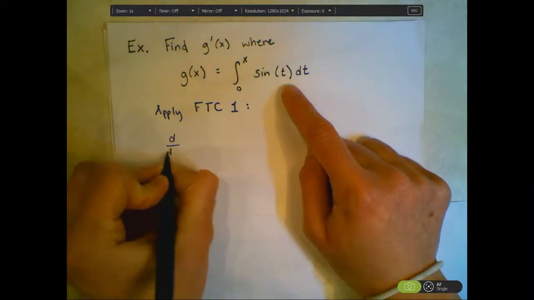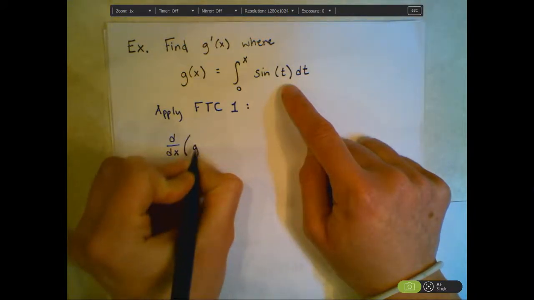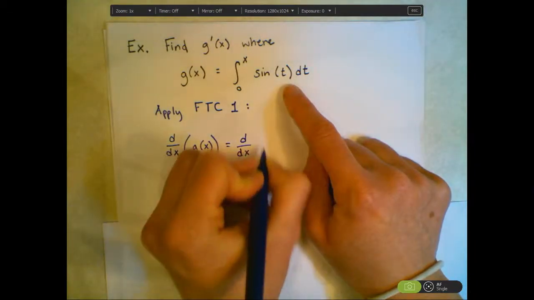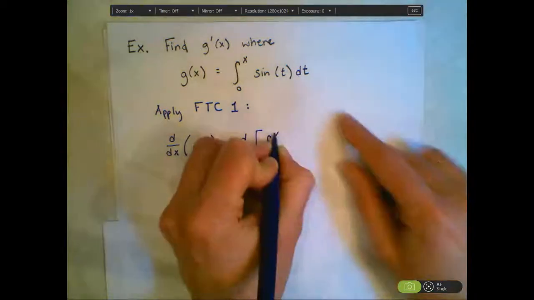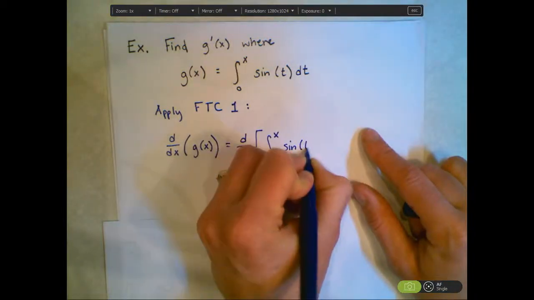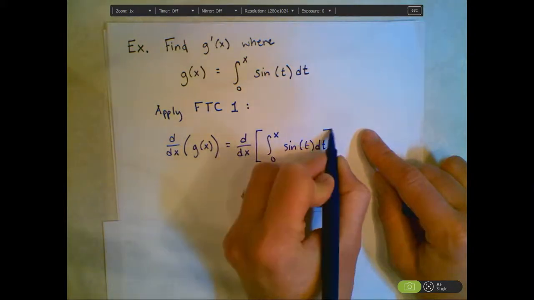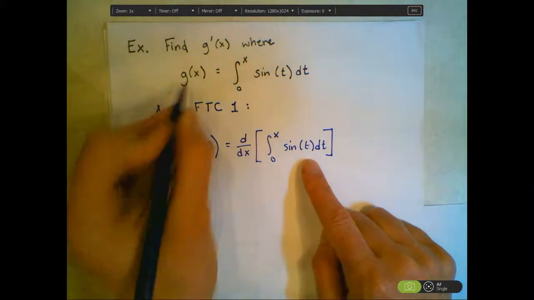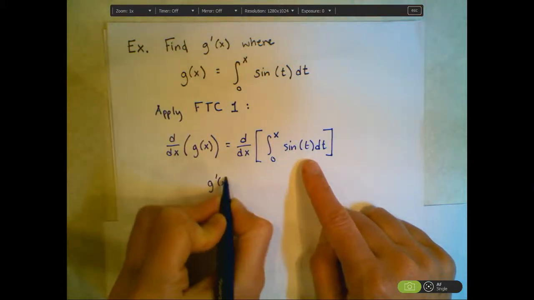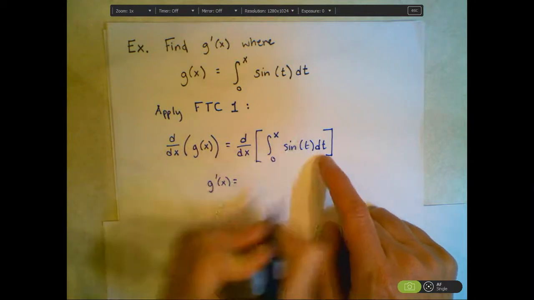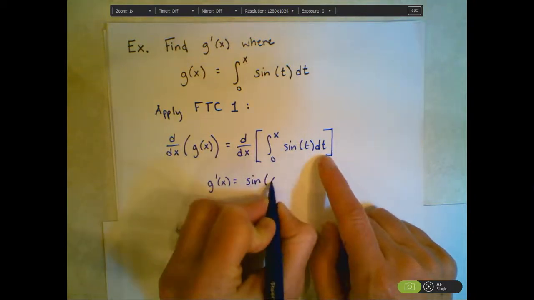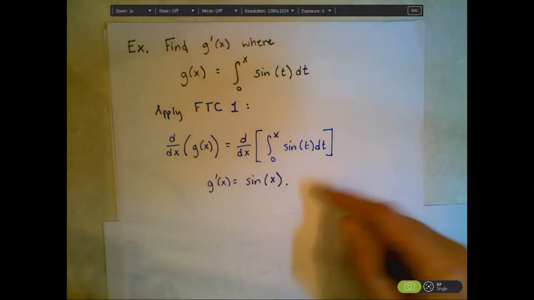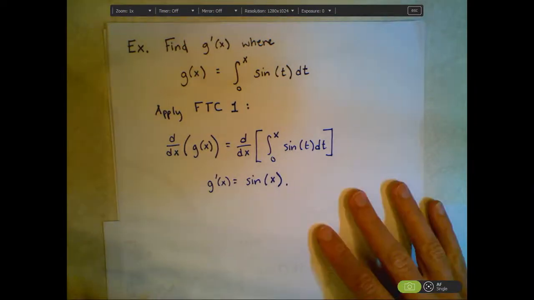By Leibniz notation, the derivative of my g of x function is equal to the derivative of this integral, 0 to x of sine of t dt, and I don't have to do any work. I can directly apply the theorem, and it tells me that the derivative of my g function is equal to this function evaluated at x. And I'm done. Boom. There was no work involved in that, right? It's just a direct application of the theorem.